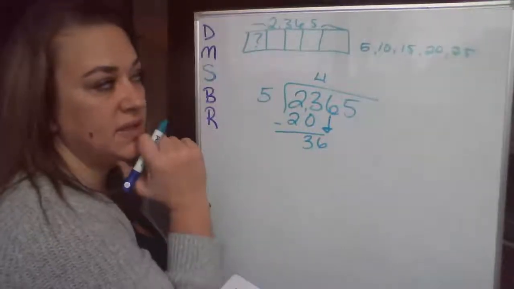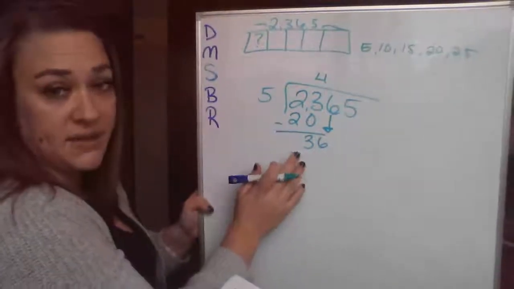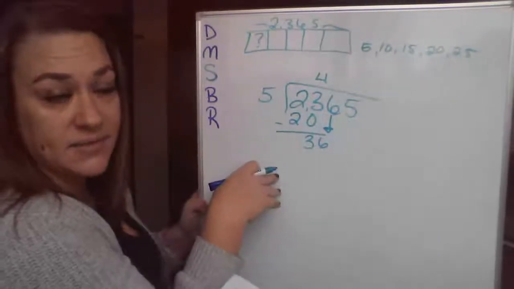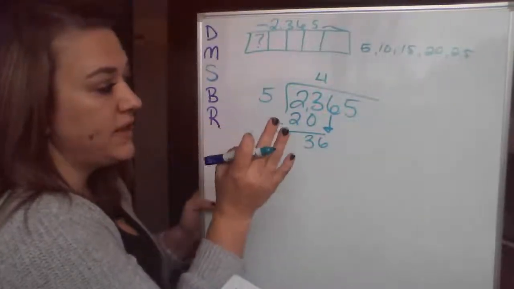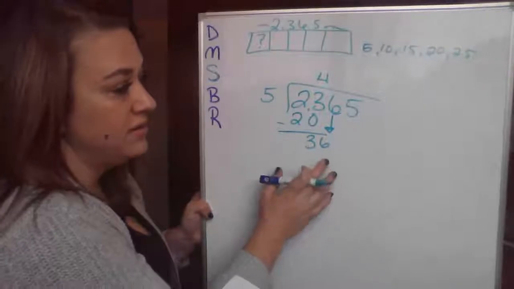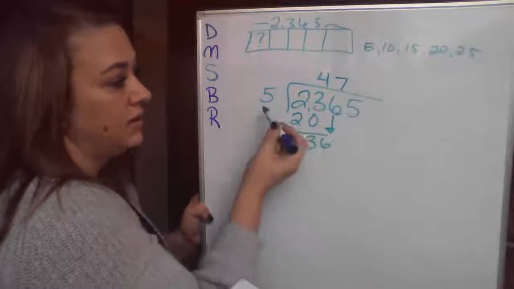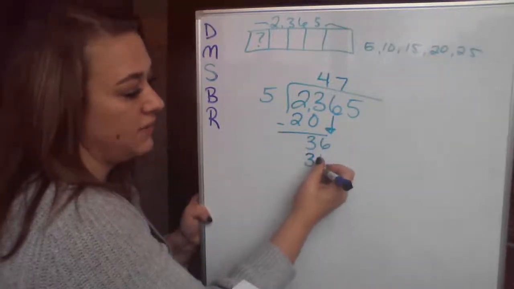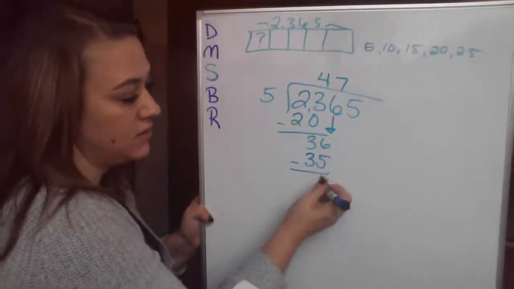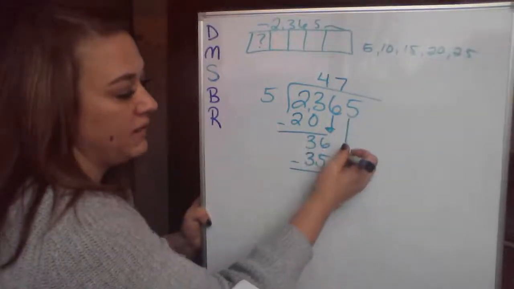And I want you guys to challenge yourself. You can keep skip counting if you want, or this is a good way to practice your basic facts, right? So 5 times 5, 25. 5 times 6, 30. 5 times 7, 35. 5 times 8, 40. 40 is too many. So 5 times 7 gives me that 35, so I can make 7 groups. 5 times 7, 35. And then I subtract. 6 minus 5 is 1. 3 minus 3 is 0. Now leave that there. Bring down my 5.